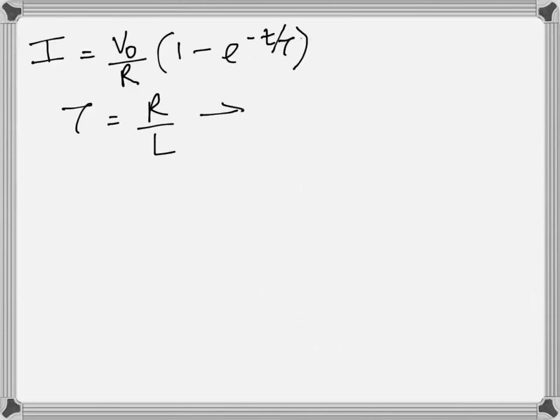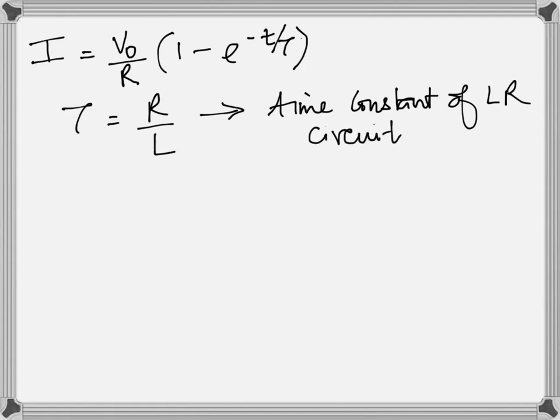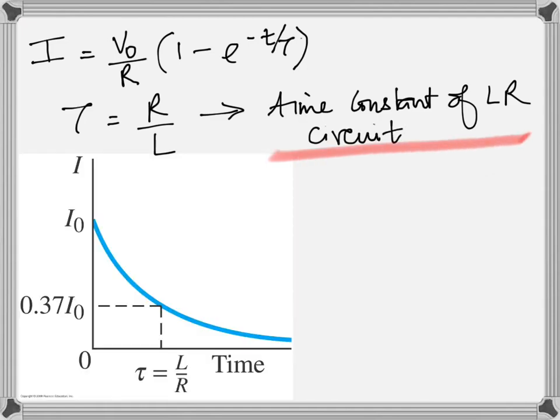Tau, isn't that the symbol for time constant? Tau is L by R, the time constant of the LR circuit. And that is the decay. The decay looks like that, and here you have 0.379, isn't it? Exponential decay, time constant is L by R.